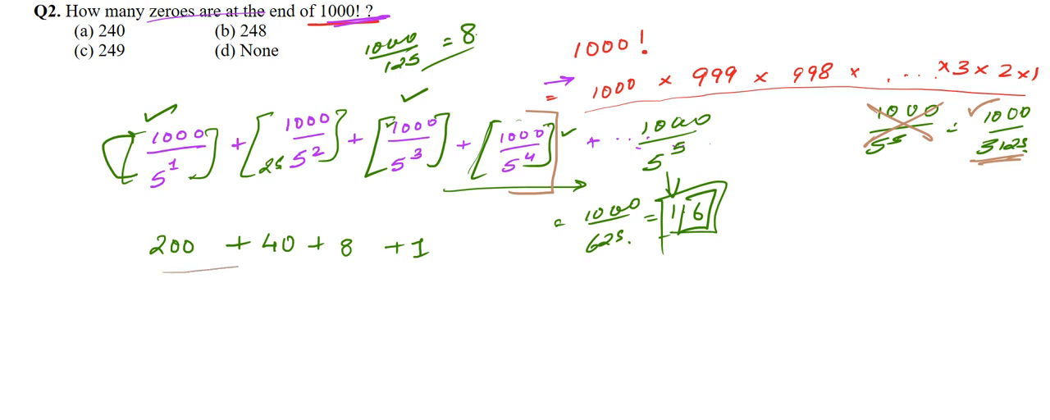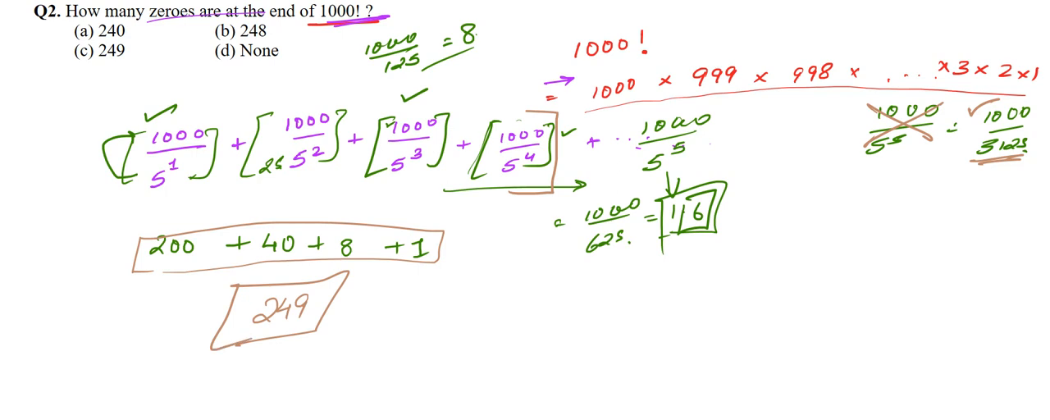So basically you can check we have an equation here and we will calculate this, that is 200 plus 40 plus 8 plus 1, which gives 249. So this will be the answer. In this way we will calculate the total number of zeros.